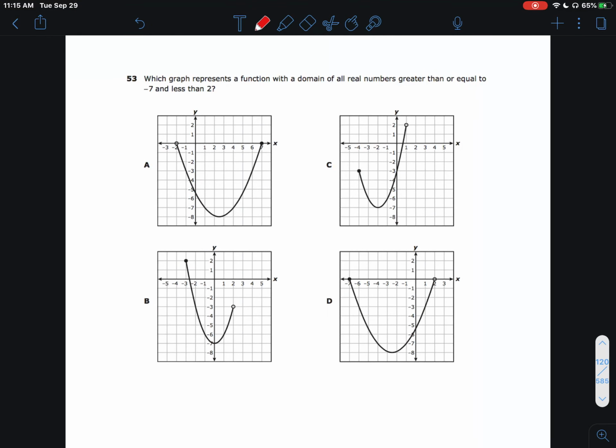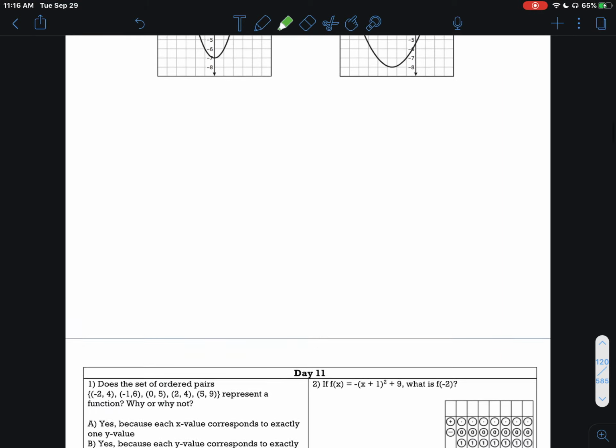So this one, you have to match up the graph with what makes sense for this particular domain. So read it carefully and make sure the graph matches.